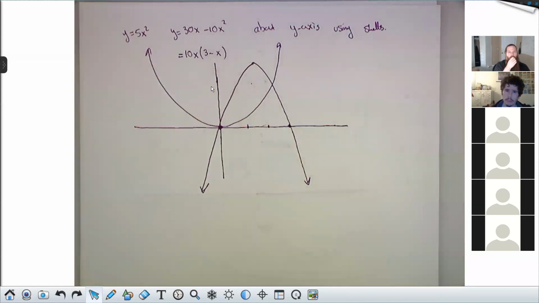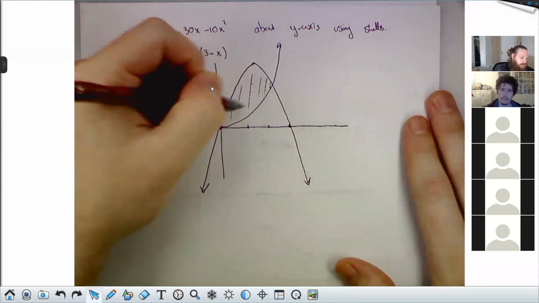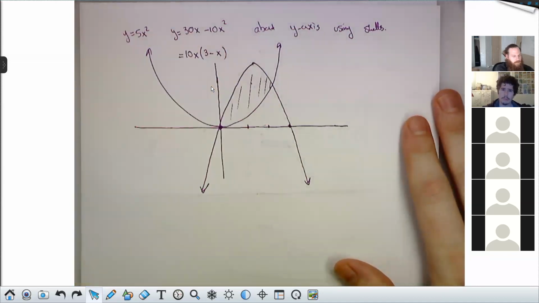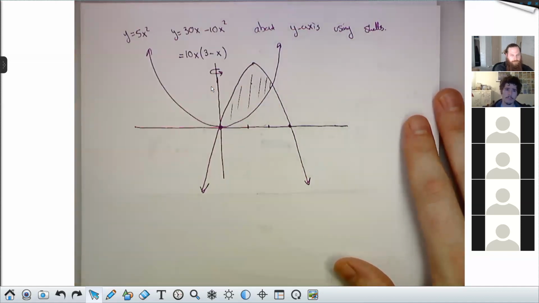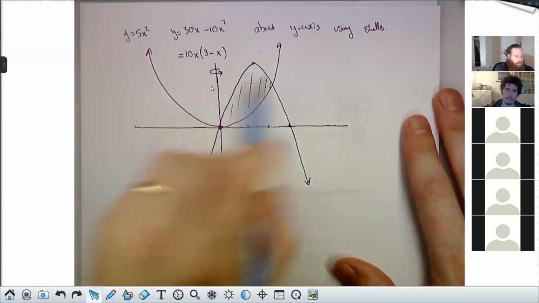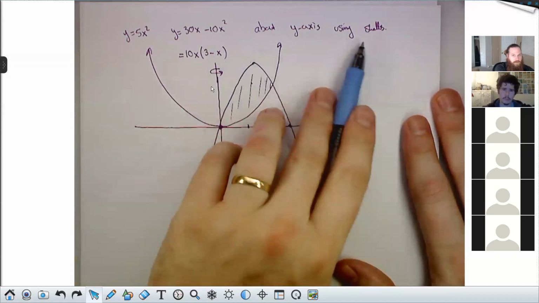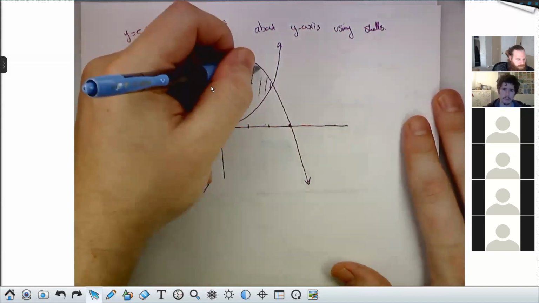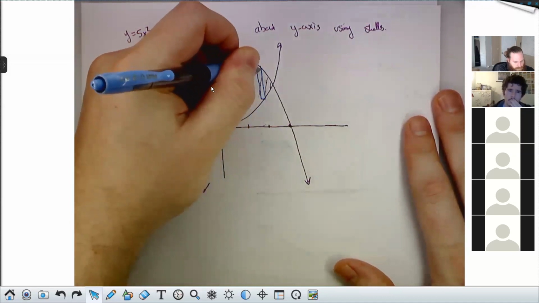So here's what we're looking at. Our region is like this. And I want to rotate about the y-axis. So I'll come in, I'm using the shells method. So I'm going to draw my strip parallel to the axis of rotation, which means here my strip will be oriented up and down like this vertically.